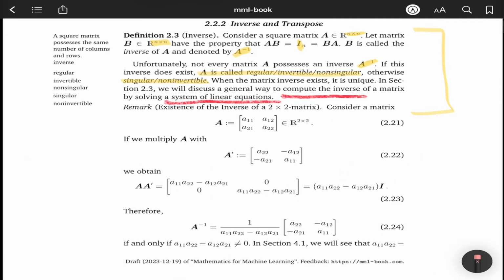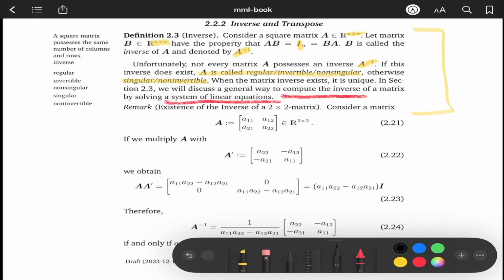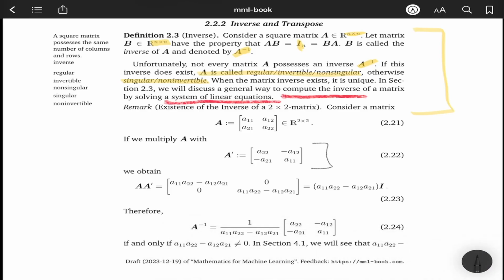Okay, so let's just take a look at this part. What have they done? They inverted these two elements, and they flipped the diagonal. So if we do that, then we will get this matrix. Okay, so I think we can just accept that.